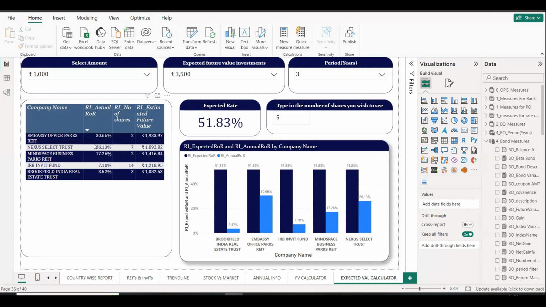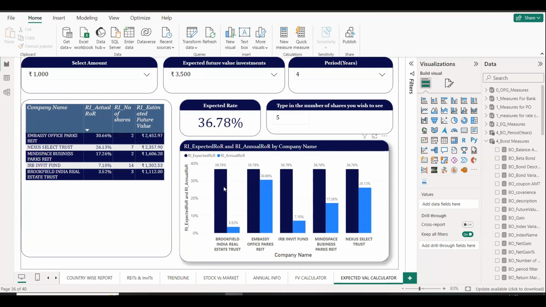return is given by the Embassy Office Park, and the maximum return is 13.6. And you can only earn around 2,000 rupees by buying two shares with this amount. So this is the maximum amount of return that you can get. So this is an unrealistic expected rate. If I'm investing for maybe 4 years, then yeah, this comes to a closer figure. At least it's coming closer to the figure.